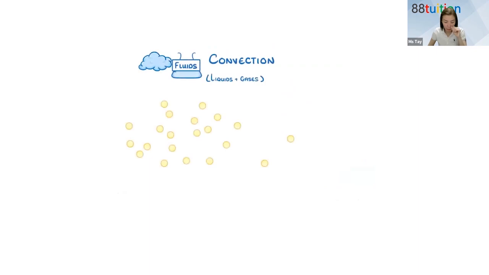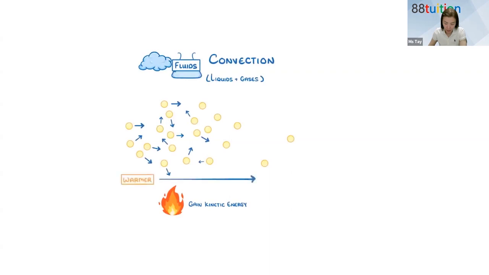Convection, on the other hand, occurs mainly in fluids. And remember, fluids can refer to anything that can flow, so both liquids and gases. Because the particles in fluids aren't fixed, once they're heated and they gain kinetic energy, they all move around faster. By the process of random diffusion, this will cause these more energetic particles to move away from the warmer region towards the cooler region.